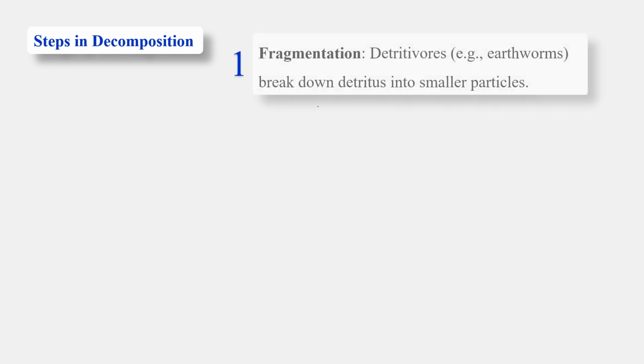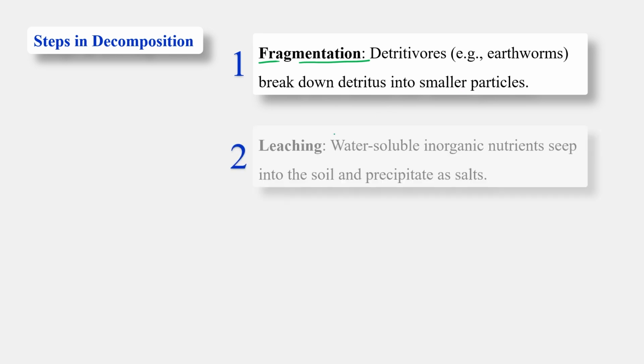Okay. So what are the steps involved in decomposition? First step is fragmentation, in which detritivores like earthworms break down detritus, meaning dead or decaying particles of plants or animals, into small particles. Then leaching.